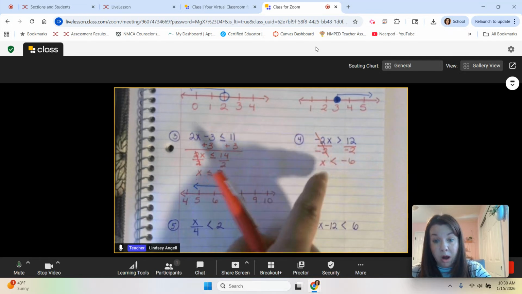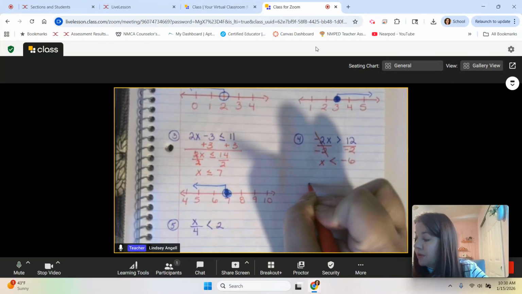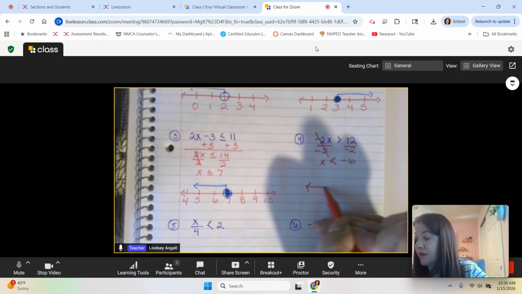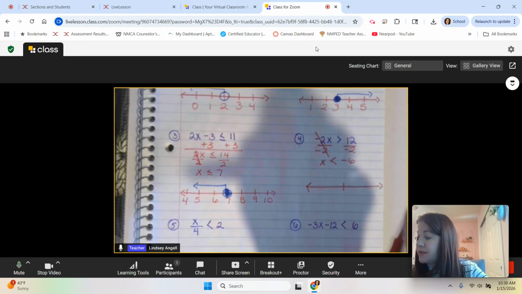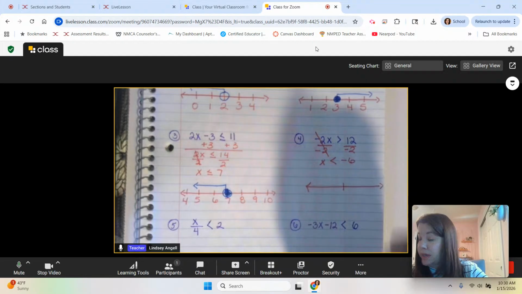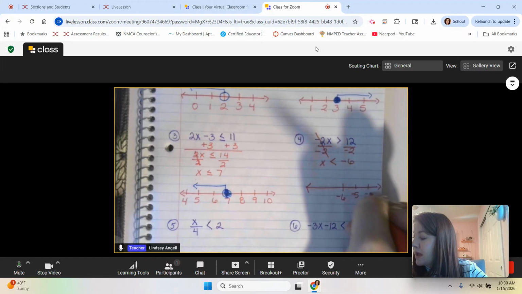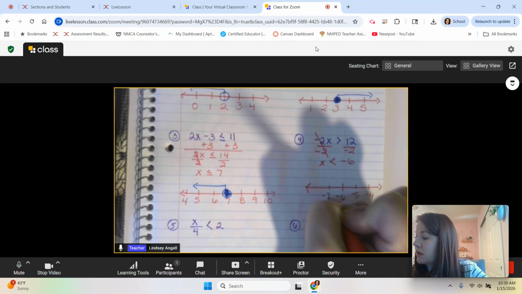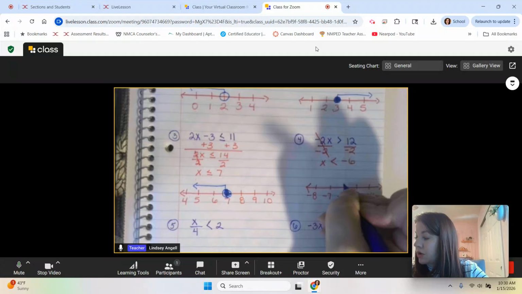Okay, so it worked by flipping our symbol like that. And then at that point, we just graph it just like we have been. It doesn't change our graph at all. We have to graph it from this point. So we've got -6, -5, -4, -7, -8. And then we will go ahead and circle our -6.